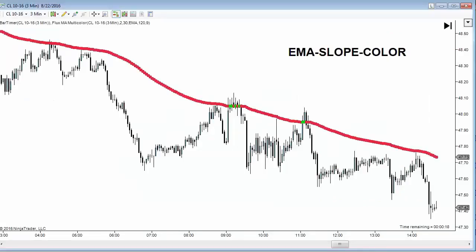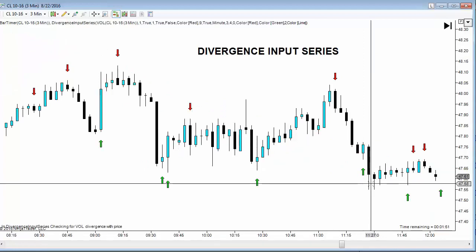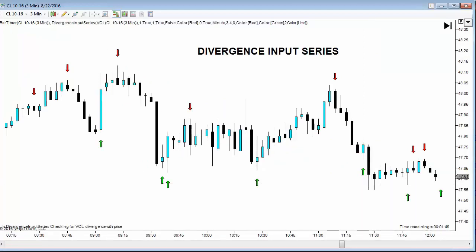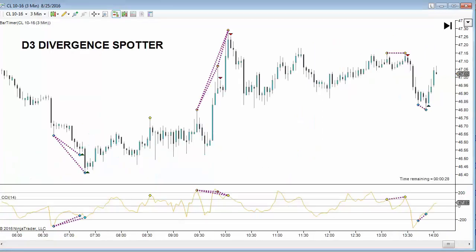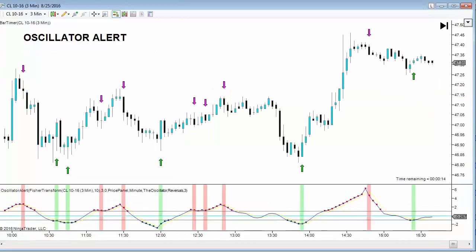I was just sitting here reviewing all of the indicators that we've given out for free to the NinjaTrader community, or at least made you aware of the fact that they were available. We had the EMA slope color indicator. Then we had the divergence input series indicator. The ever popular super trend indicator. The ever popular D3 divergence spotter. As well as one of the indicators that was probably one of the most well received, the oscillator alert indicator.